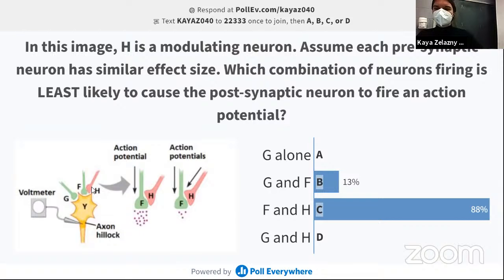But when we have this modulator neuron H, if it fires at the same time as F, that's going to suppress F from firing. So we add up graded potentials, and we want to think about H as suppressing F. So F likely wouldn't release neurotransmitters, so we would have F and H as our least likely to cause an action potential combination.